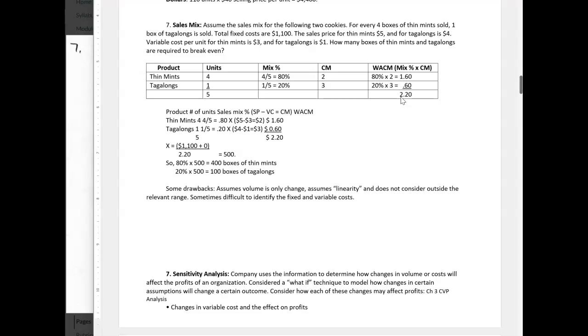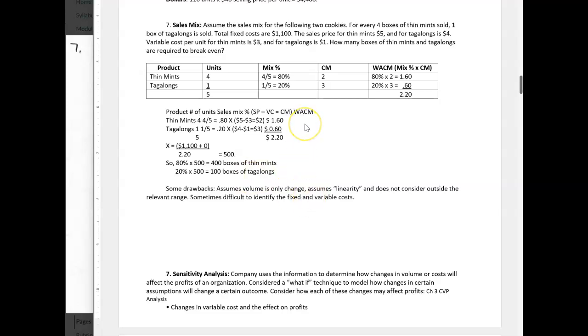break even. Here's just another way of doing the formula, with 2.20. I've got 1,100 in fixed costs plus 0, since we don't have any projected income, divided by our contribution margin of 2.20, which gives us 500 boxes, or 500 bundles, you can think of it. If you want to take it apart into boxes of Thin Mints and Tagalongs, 80% of the 500, or 400 boxes, would be Thin Mints, and 20% of the 500, or 100 boxes, would be Tagalongs.